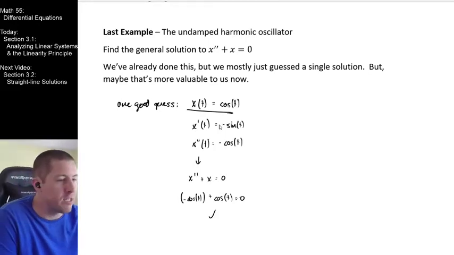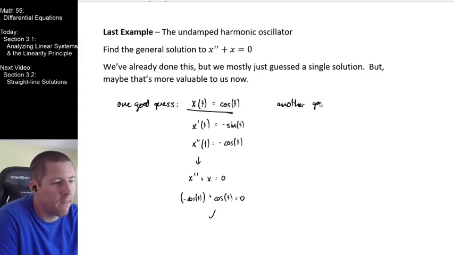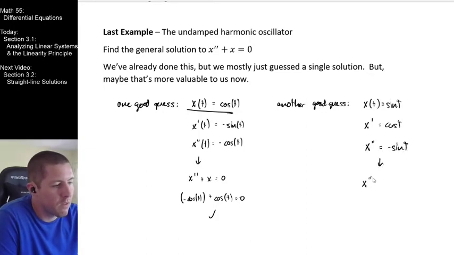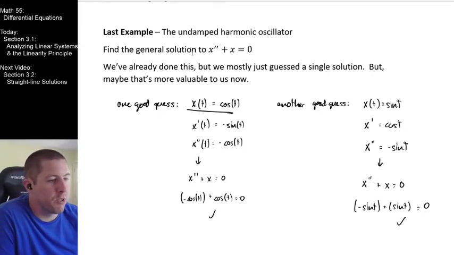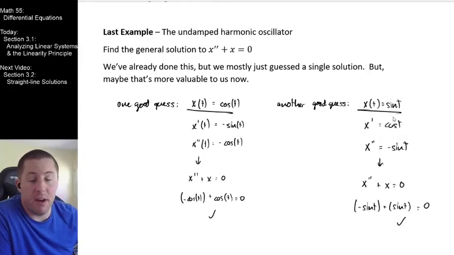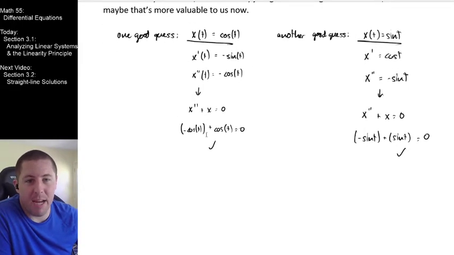Well, I think any reasonable person right now would say another good guess would certainly be x of t equals sine of t. So, just by making some really good guesses right here, we found two solutions. Oh my gosh, we found two solutions.